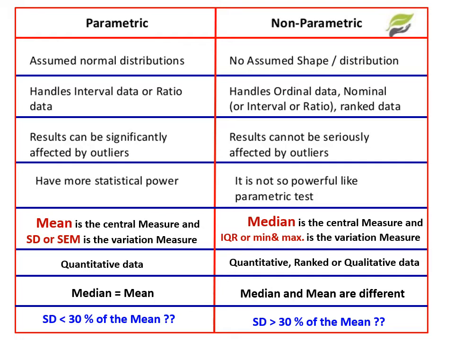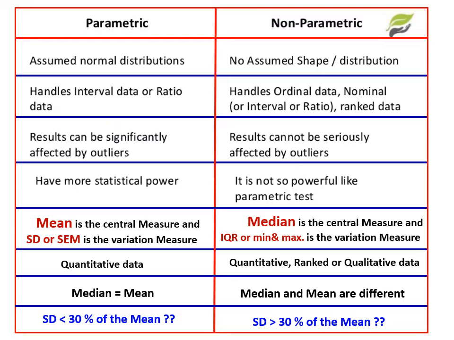Parametric data handle ال interval أو numerical data أو الratio بشرط إن هم يكونوا normally distributed, while non-parametric can handle interval data and ratios or numerical data but not normally distributed. In addition, non-parametric data also handle ordinal data, nominal data, or ranked data. This is follow non-parametric data.